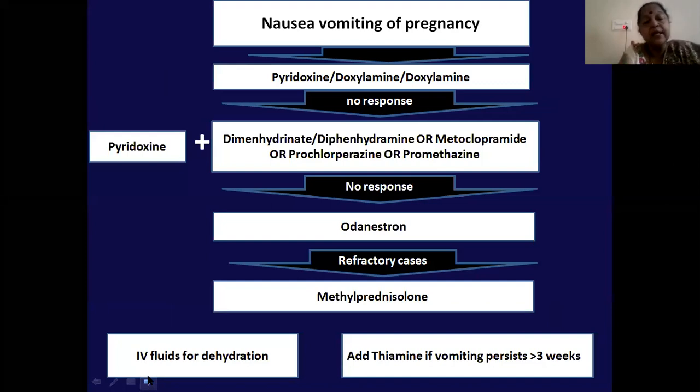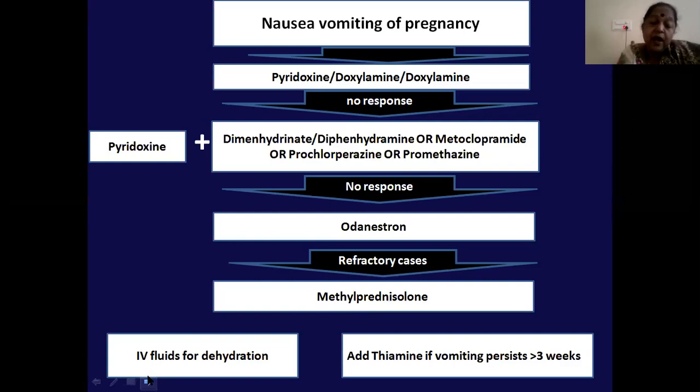First line drugs are pyridoxine and doxylamine. Then if there is no response, you add pyridoxine, diphenhydramine, and/or metoclopramide, or prochlorperazine, or promethazine. If again there is no response with this treatment, you add ondansetron. Many of them directly put the patients on ondansetron. And in refractory cases, even steroids like methylprednisolone are used along with IV fluids for hydration, and you add thiamine if the vomiting persists for more than 3 weeks.